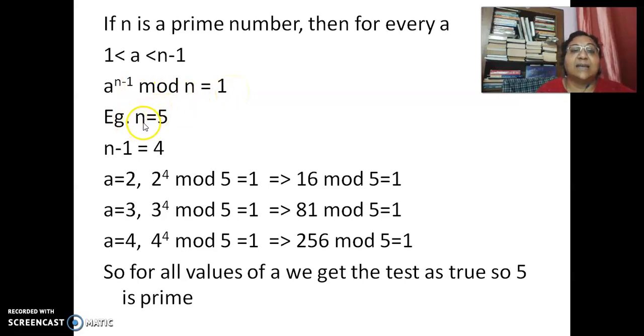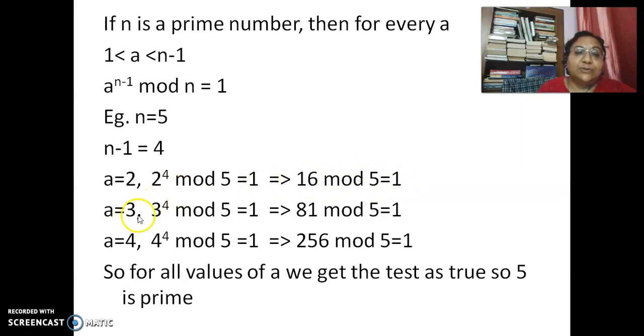So we can take an example of n equal to 5. So n minus 1 is 4. Now a starts from 2, because the starting value 1 is not considered. So for 2 raised to the power of 4, which is 16, mod 5 will give you a value of 1, because 15 is divisible by 5 with quotient 3, and then 1 is left as a remainder.